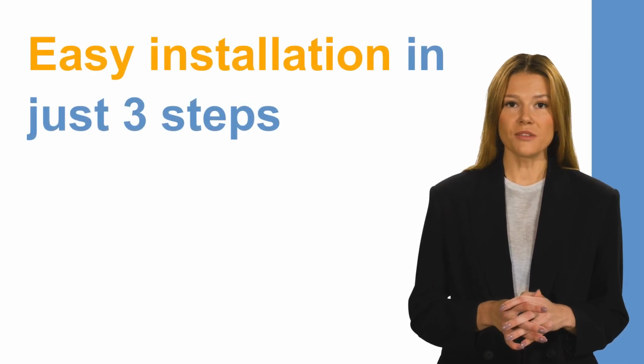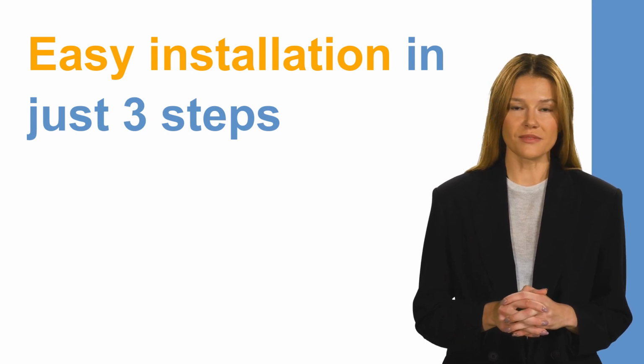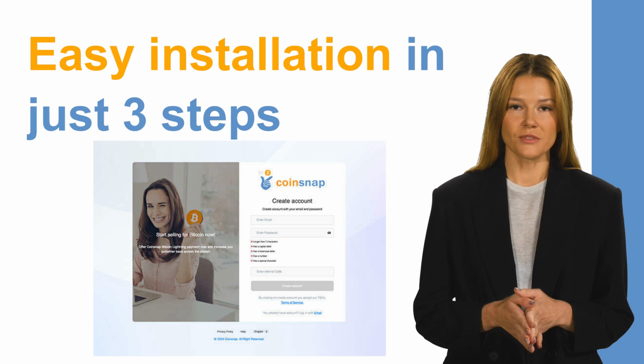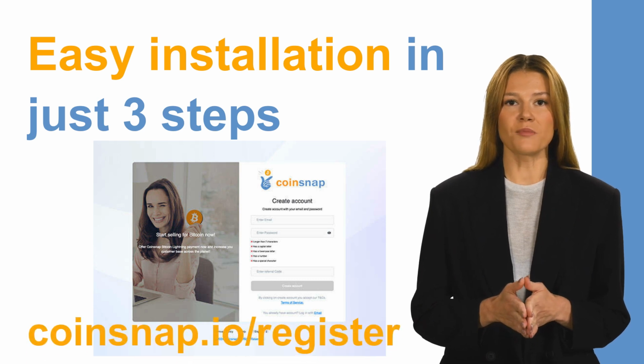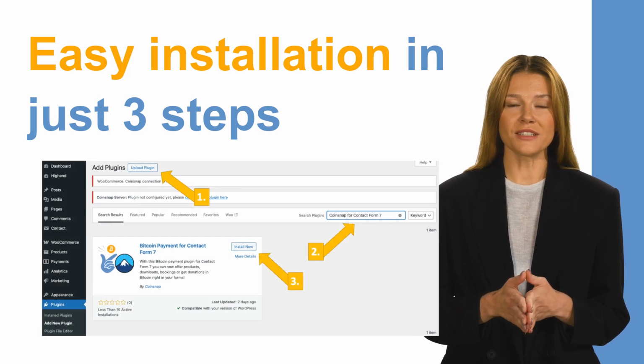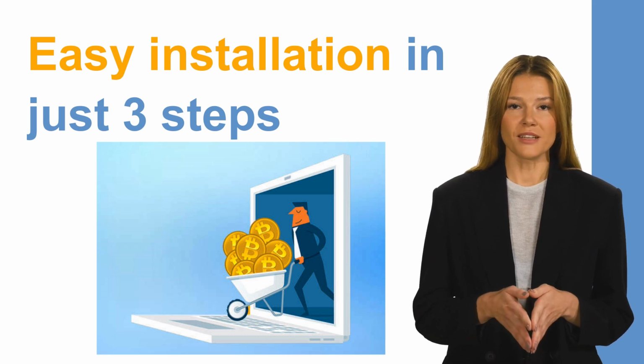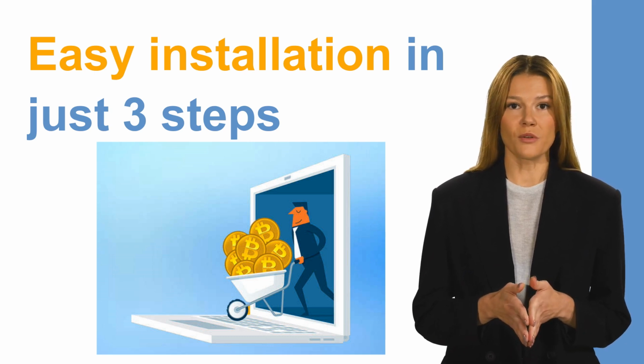Install Bitcoin payment for Contact Form 7 in just 3 steps. No programming skills needed. Step 1. Open an account with Coinsnap under Coinsnap.io register. Step 2. Install the Coinsnap plugin directly in your WordPress. Step 3. Connect your plugin with your Coinsnap account and you are ready to earn Bitcoin with your forms.